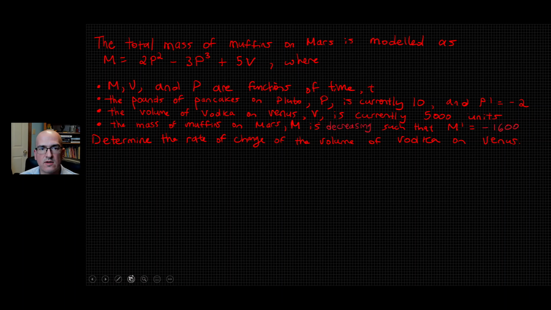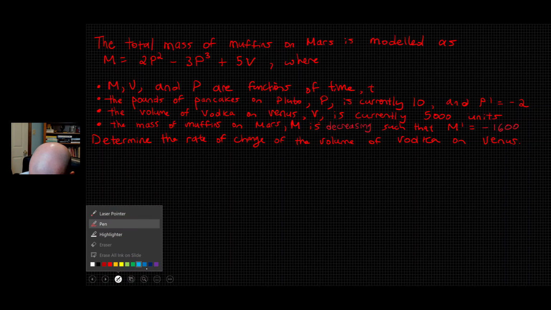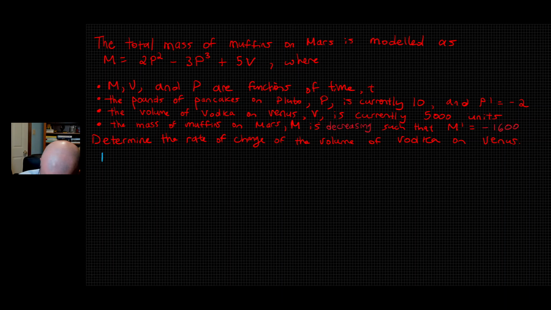quantities going into this model include pounds of pancakes on Pluto, which is currently 10 and is increasing, or rather decreasing, -2. So something's eating the pancakes on Pluto. The volume of vodka on Venus is currently 5,000 units. And the mass of muffins on Mars is currently decreasing such that m prime is equal to -1,600. Determine the rate of change of the volume of vodka on Venus. Okay. Sounds perfectly normal. We'll start this perfectly normal sounding problem by taking the derivative.